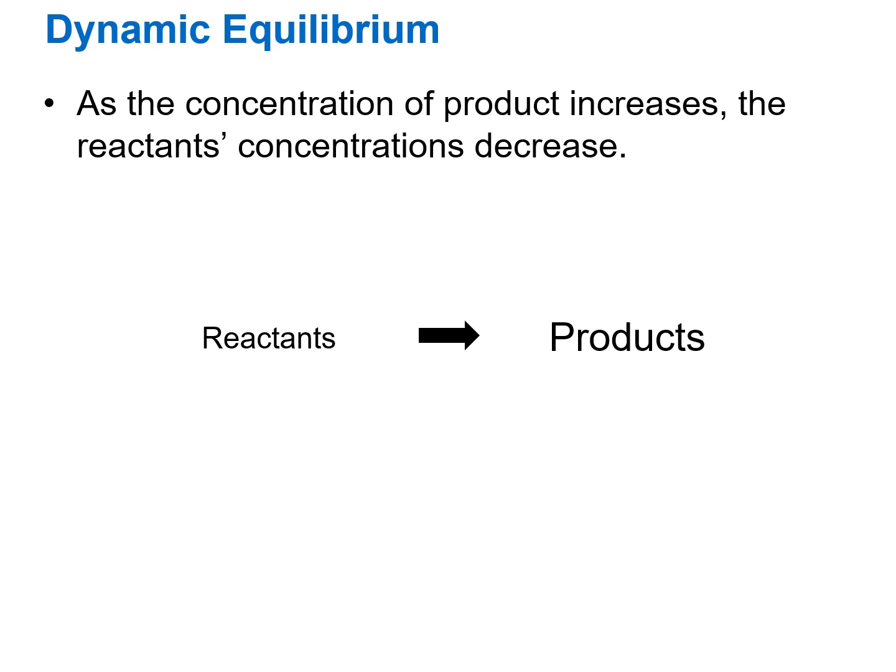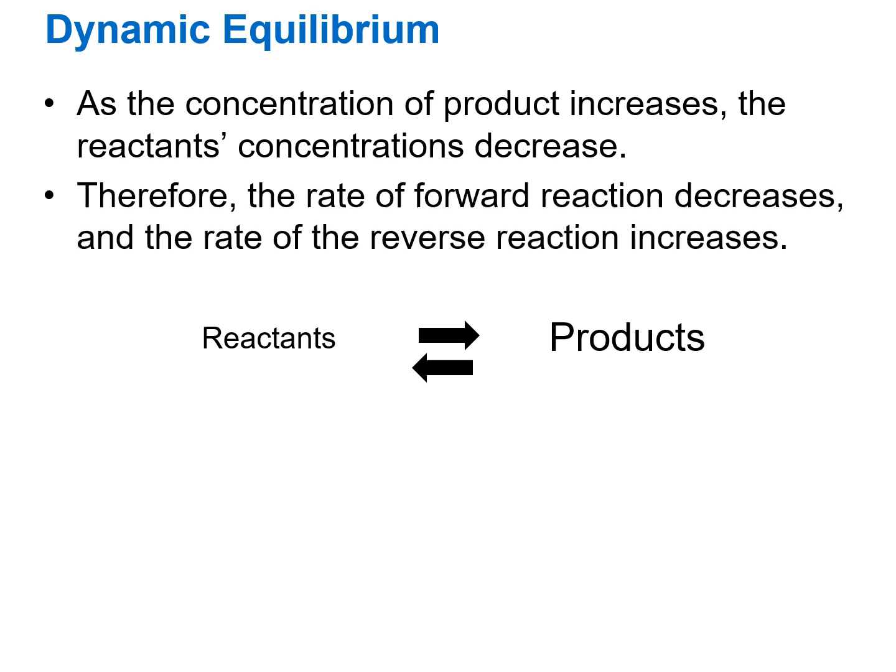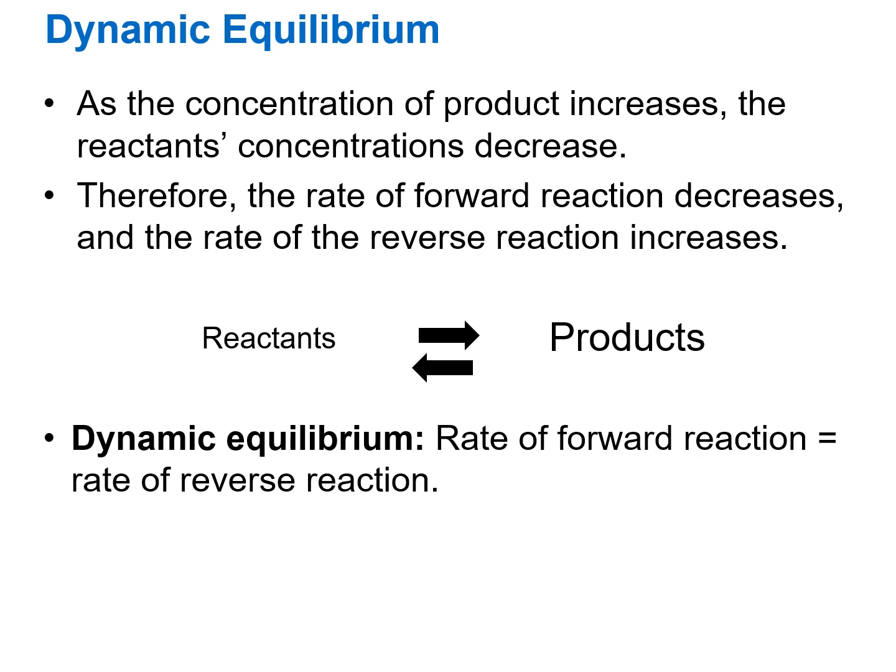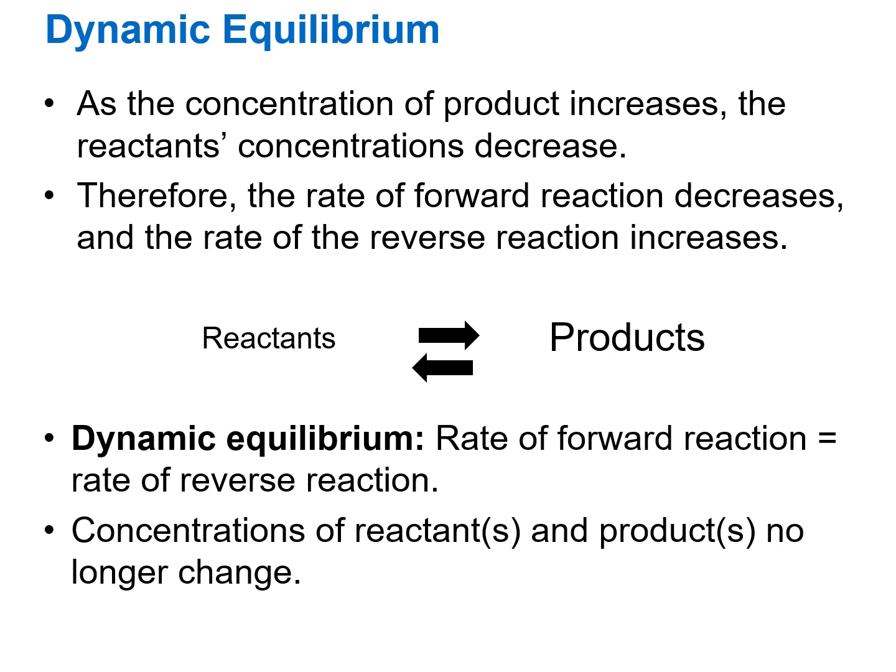And at some point, we are going to see such an increase in our products that eventually a reverse reaction is going to be established. So we can say that as the rate of the forward reaction decreases, the rate of the reverse reaction increases. This is the basis of our dynamic equilibrium. The rate of the forward reaction is now equal to the rate of the reverse reaction. This also means that the concentrations of the reactants and the products are no longer changing. It doesn't mean that they're the same. It just means that the concentrations remain the same over time.